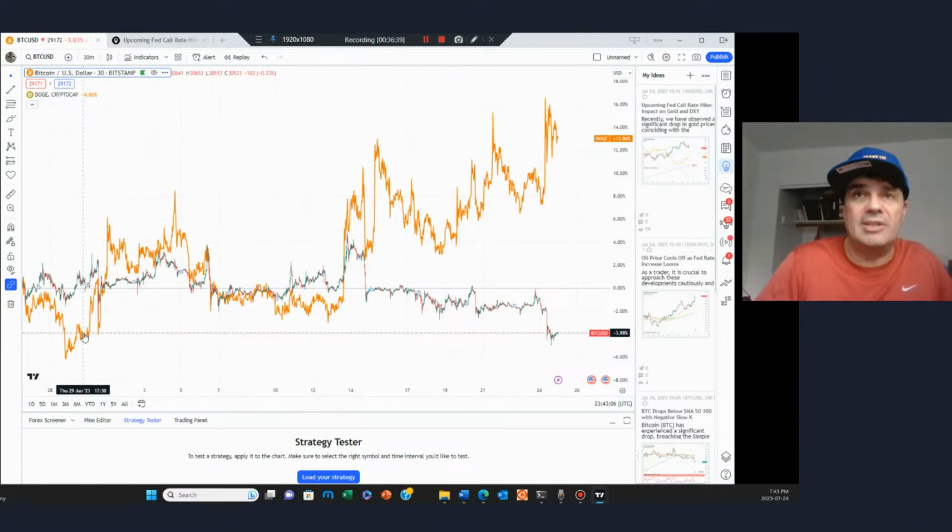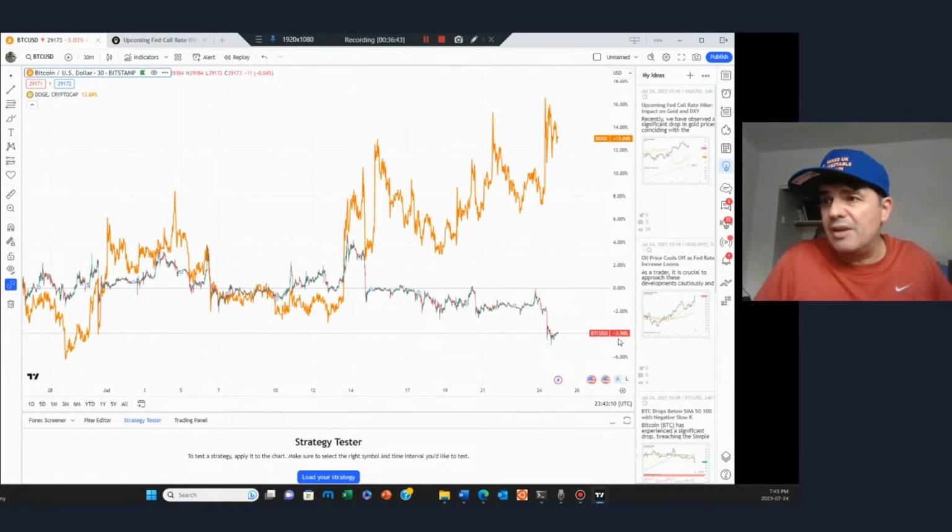And you can see you're up 13% versus negative 4% on Bitcoin. And hey, I like Bitcoin myself. I like Ethereum as well. But everything's all about getting a return. So if you're telling me I can get a better return on Doge versus Bitcoin, I'll take it.